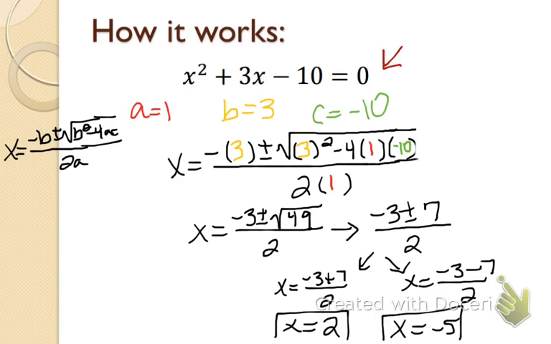And in case you're wondering why, well, negative 3 minus 7, this is negative 10, divided by 2 gives us a negative 5. And here we have negative 3 plus 7 gives us a 4, divided by 2, and we get a 2. So sure enough, we ended up with 2 solutions.